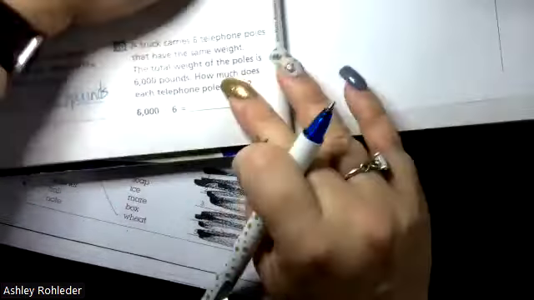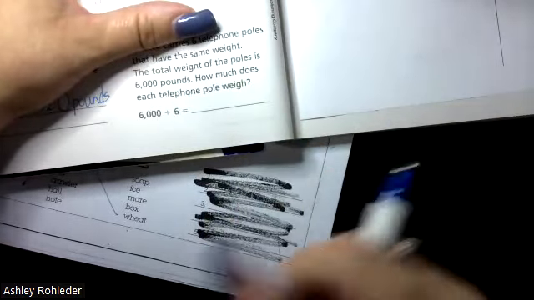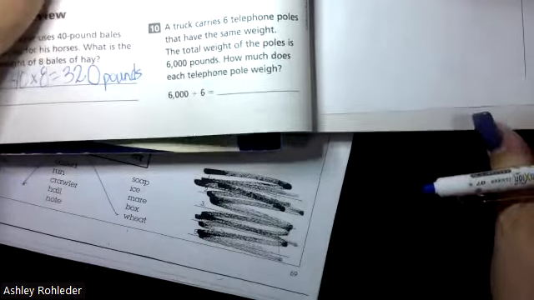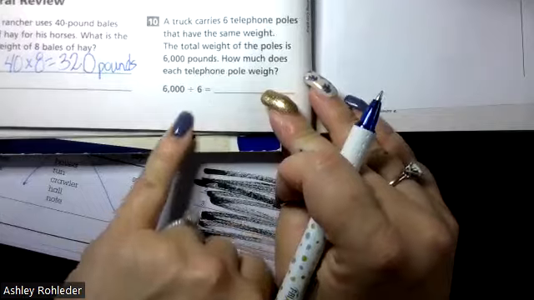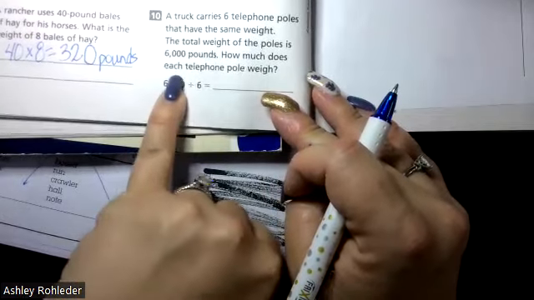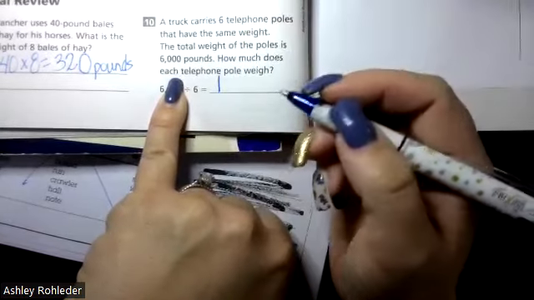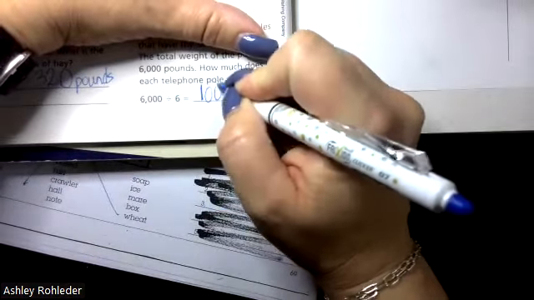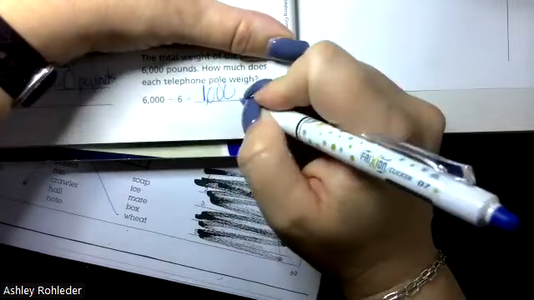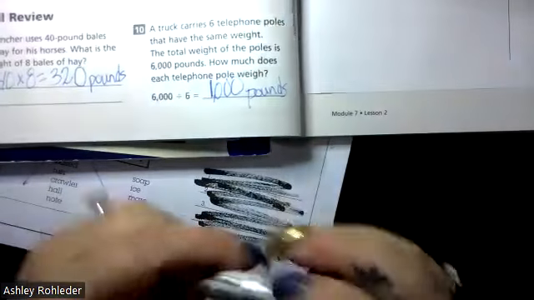Okay, a truck carries 6 telephone poles that have the same weight. The total weight of all the poles together is 6,000 pounds. How much does each one weigh? Well, they're doing 6,000 divided by 6. What can I do? Okay, what's 6 divided by 6? 1. Divide, not multiply. Okay, and then what do I have to do? Add back the zeros. What am I going to label it as? Pounds. So 1 telephone pole weighs 1,000 pounds.